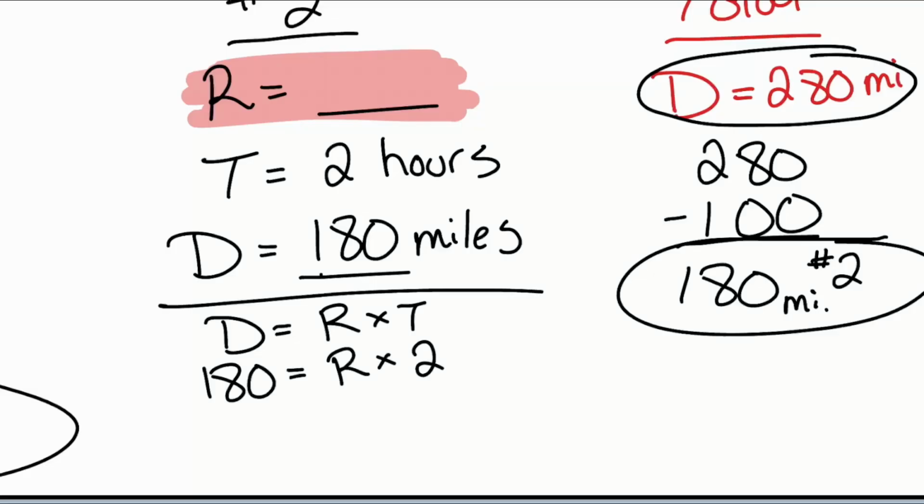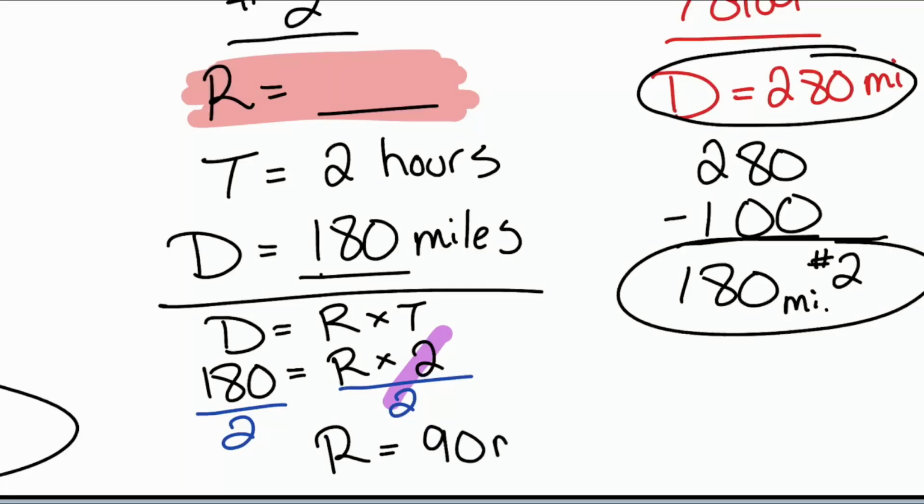What do we do to both sides? Kevin, exactly, we will divide. Great job there. So we're going to go ahead and divide both sides by 2. Cancels out on that right side, giving us the rate by itself as 90 miles per hour.